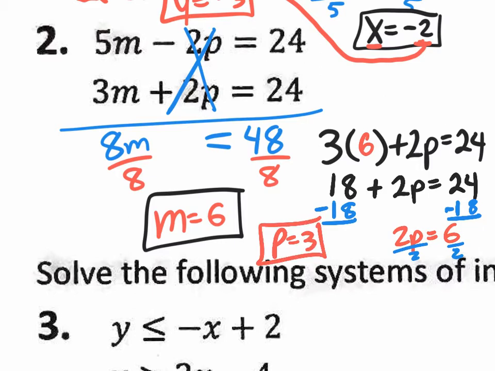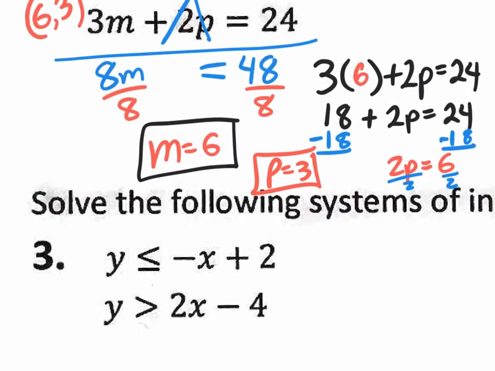Let's write it as a coordinate for a solution. So remember, m comes before p, so we're going to put that 6 first and that 3 second. There's your ordered pair. There's your answer, (6, 3). If you were to have graphed these, they would intersect at the location (6, 3).